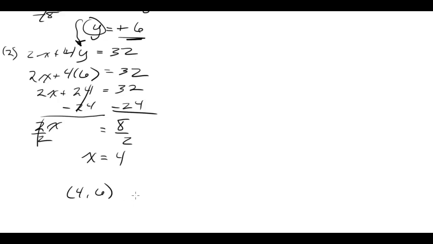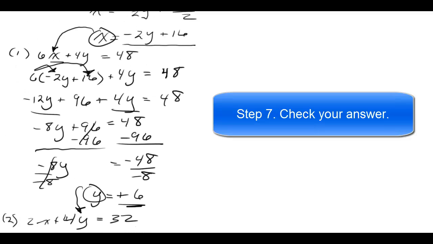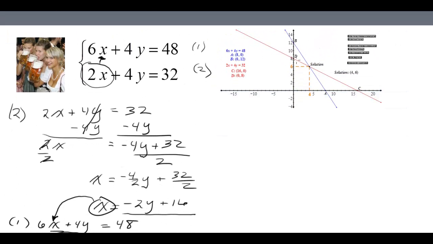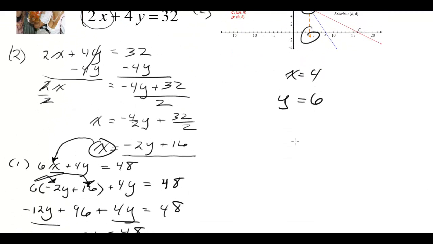Now, I would check this solution to make sure it's right. But we've already done this. We've already solved this equation. Remember we did this graphically? We ended up with that solution where x equals 4 and y equals 6. So we have the right solution. Aha! 4, 6. And we found this by substitution.